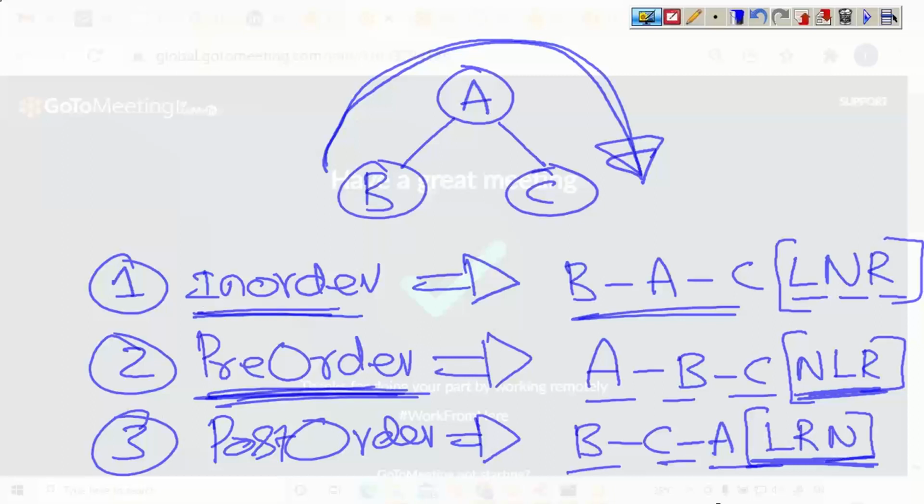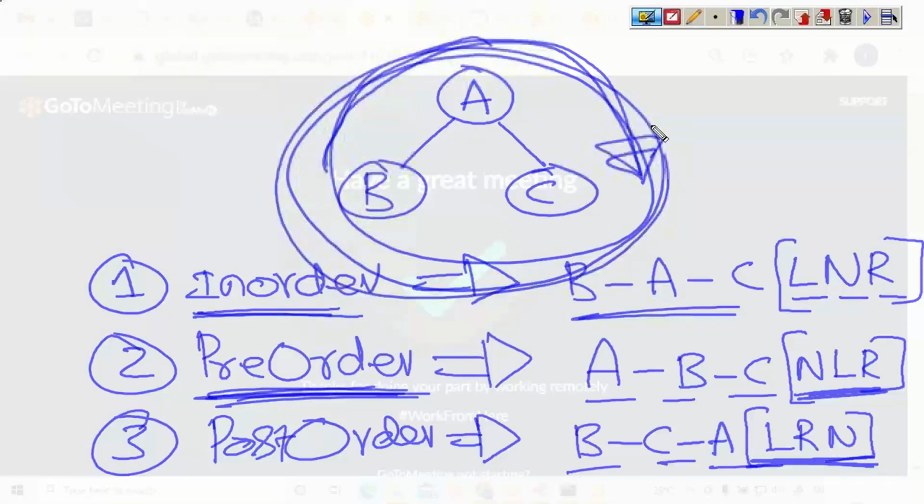In the exams, they will be giving a trick. They will ask you to find out the in order reading, or the post order reading, or the pre-order reading of the tree. So here I consider a simple tree. For this simple tree, this is the in order reading, this is the pre-order, and this is the post-order.